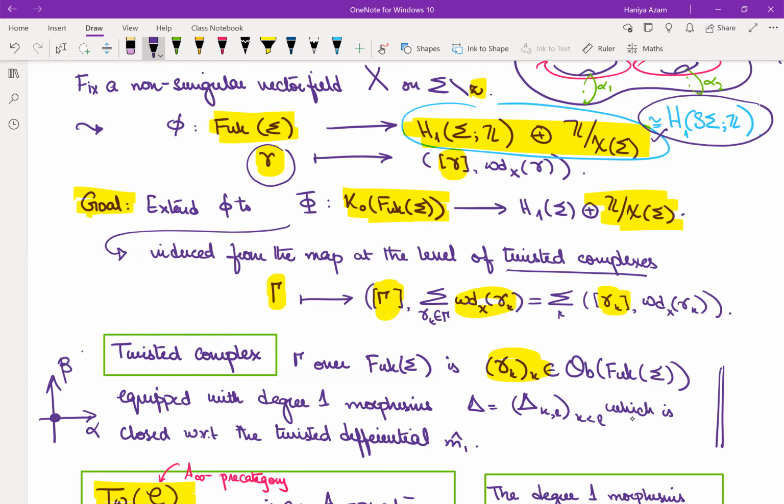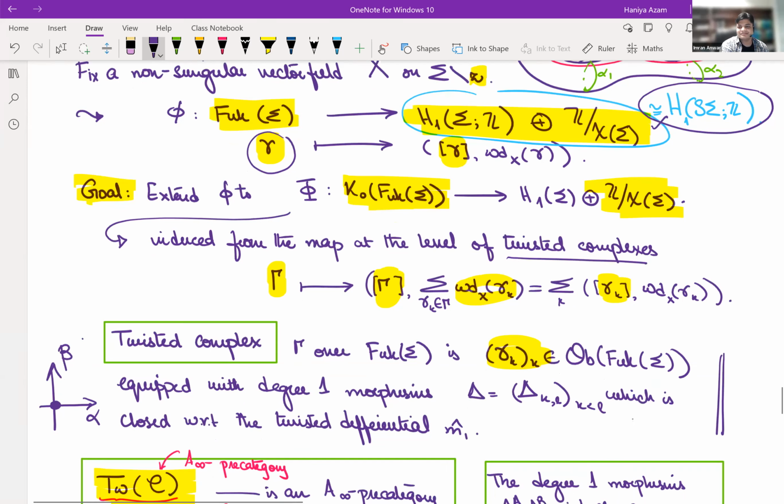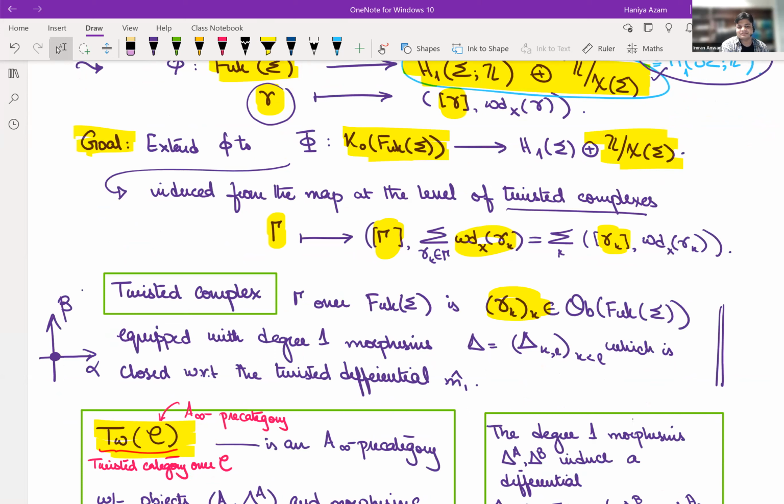Right. Any other question from the audience? If I'm allowed, I would like to ask one more question. You briefly mentioned Morse theory.